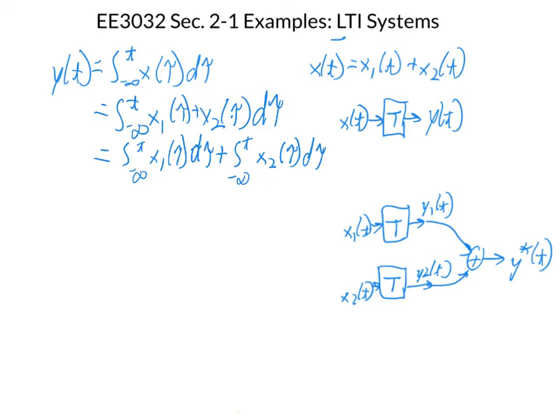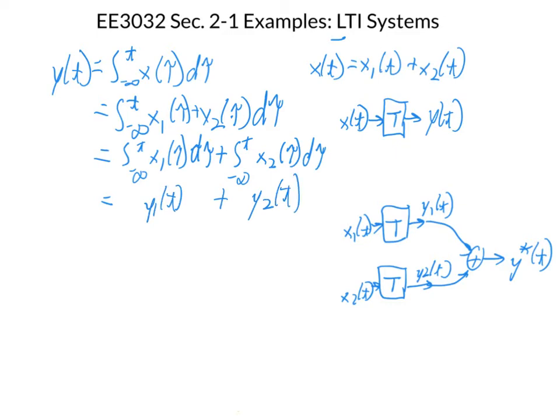Now, if I look at these integrals, they just match what I have in the bottom diagram. This integral says x1 alone is running through the system. And what does the system do? Here's the definition of the system. It takes the input function and integrates it from negative infinity to the current time. And that's exactly what this is. So this expression here is just y1 of t, and this other integral is just y2 of t.